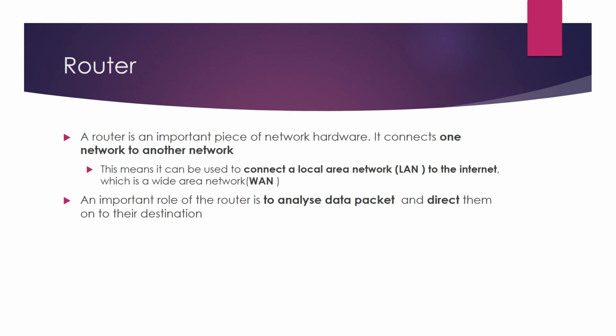So, the most important thing is you should know what a router is and how this router works. The router is basically the most important piece of network hardware. It connects one network to another. This means it can be used to connect a local area network to the internet, which is a wide area network. An important role of the router is to analyze data packets and direct them to their destination.